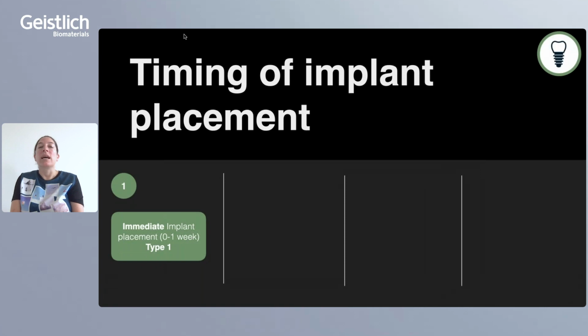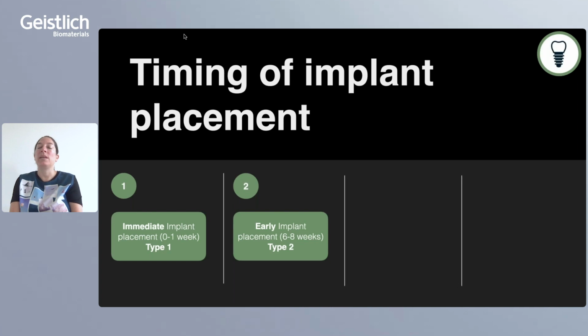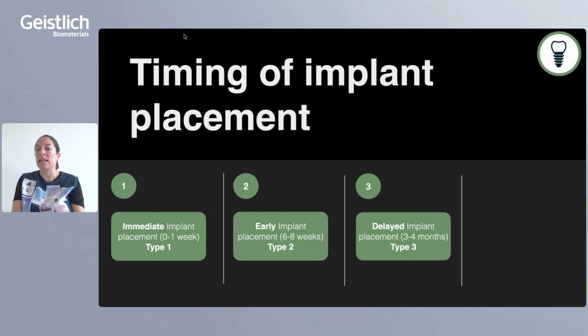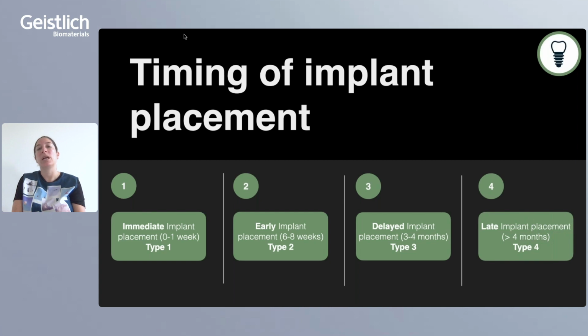So let's look at these timings of implant placement. Type 1, as I said, would be the immediate implant placement. Type 2 would be the early implant placement. Type 3 is called delayed implant placement, and type 4, where we would wait for 6 months for the healing of the ridge, would be the late implant placement.